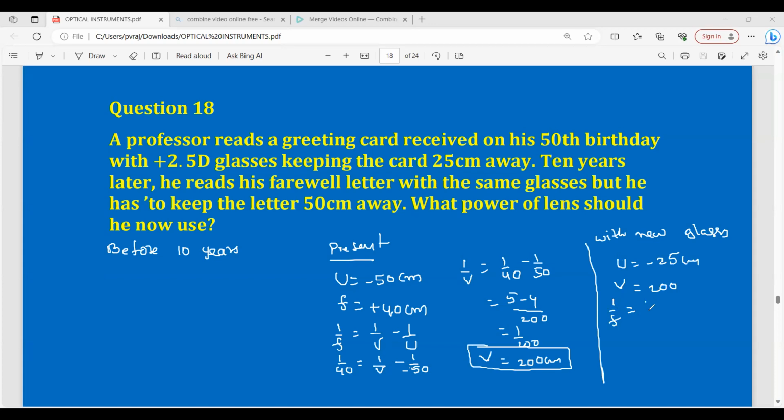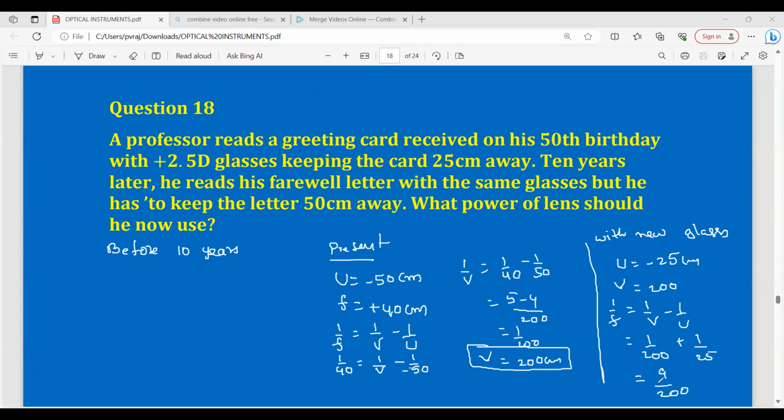Now what is the new focal length? We have to use 1 by f equal to 1 by v minus 1 by u. So equal to 1 by 200 minus 1 by -25, na? So that I will write here plus 25. This will be, I think, 9 by 200.